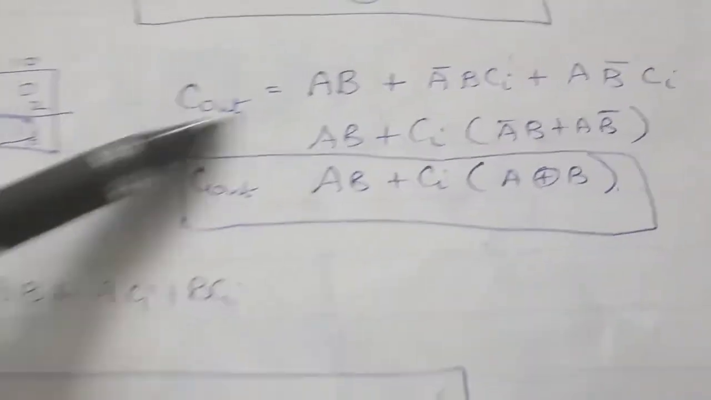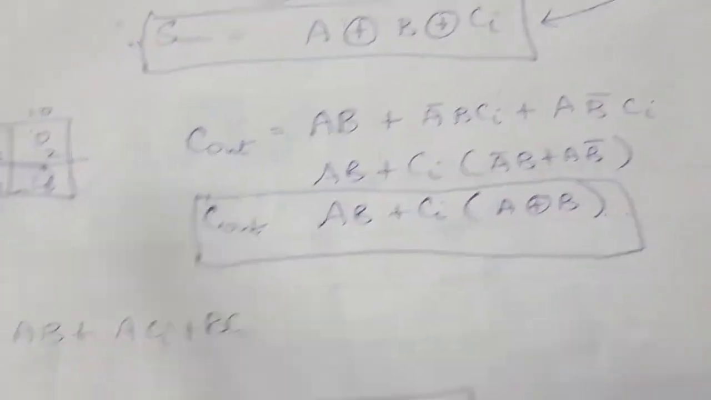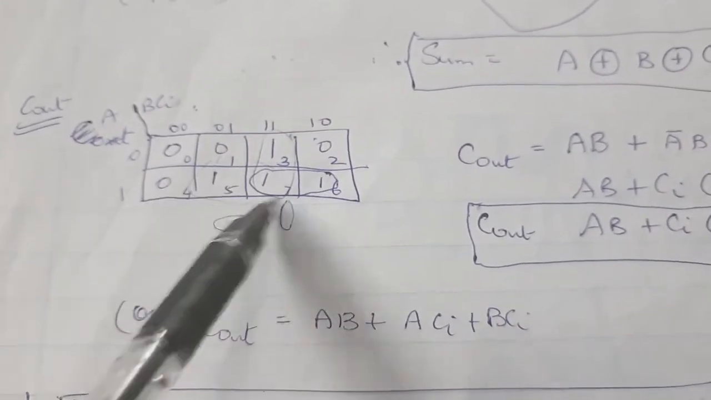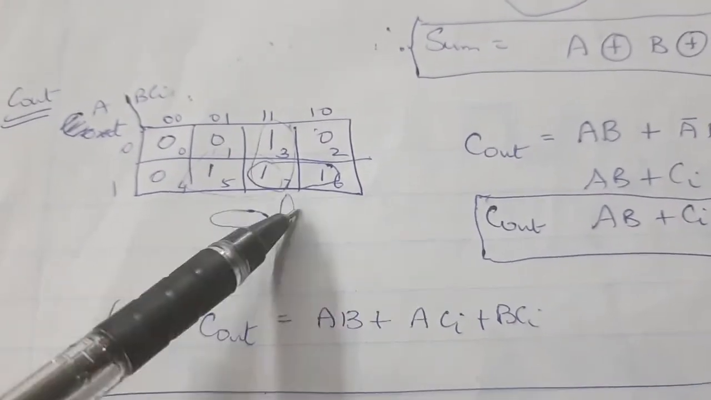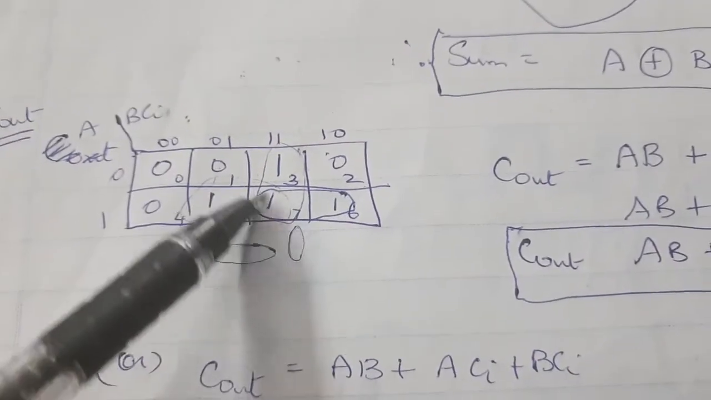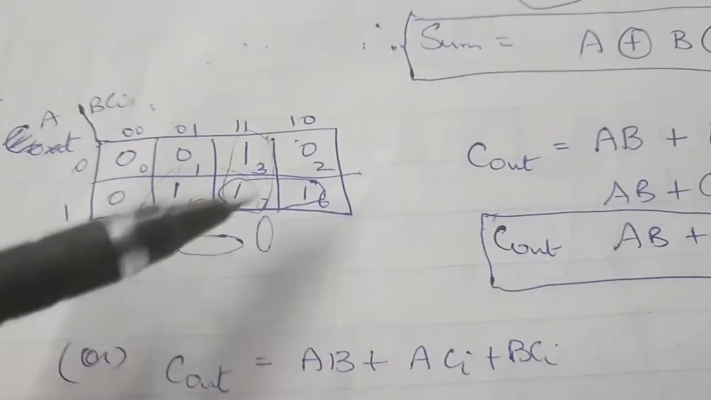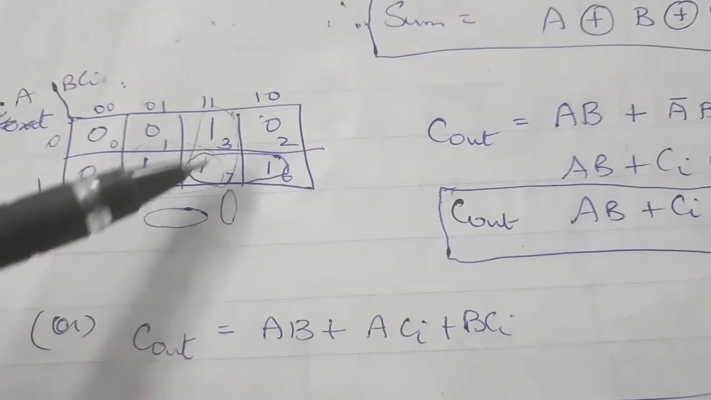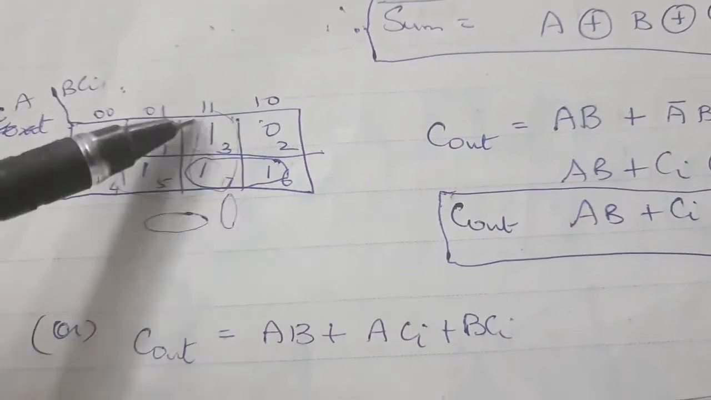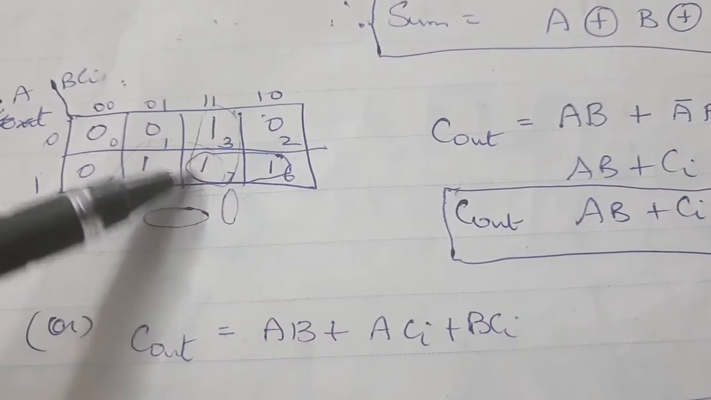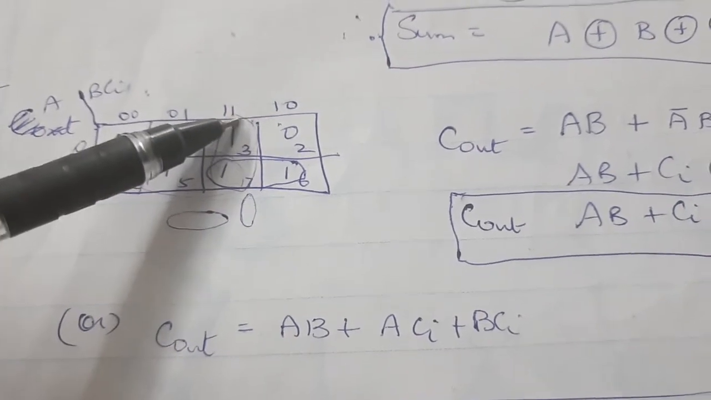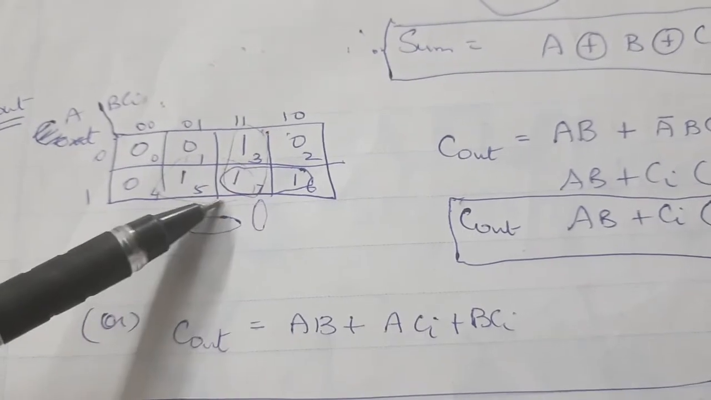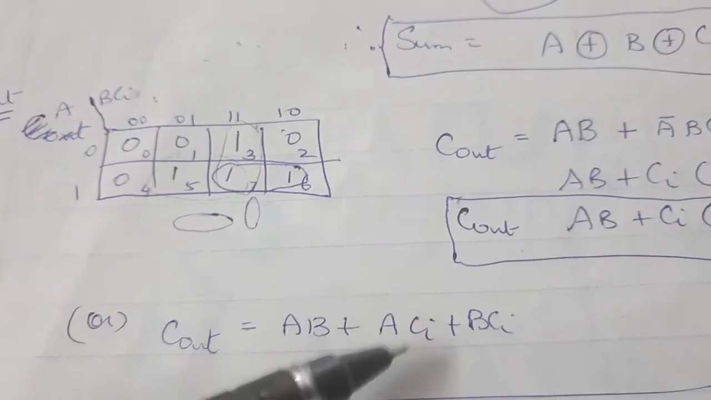This is one way of finding out carry out information. The other way is, see here I have given 2 encircles. You can also encircle this one. That's why I have given here. You can vertically encircle, we can horizontally encircle. Both are correct. The first common value is A and B. If I encircle the vertical position, the answer is B, Cin. If I encircle this horizontally, these 2 values, the answer is A, Cin.